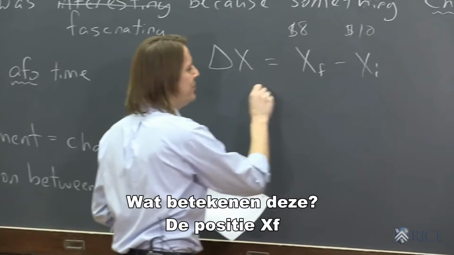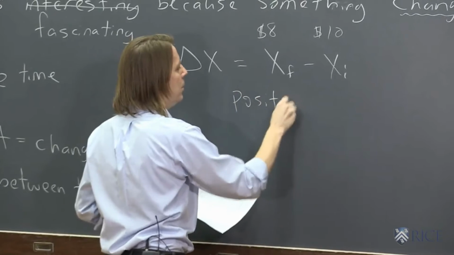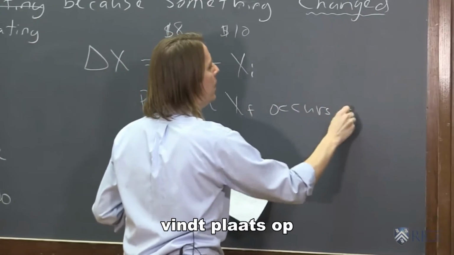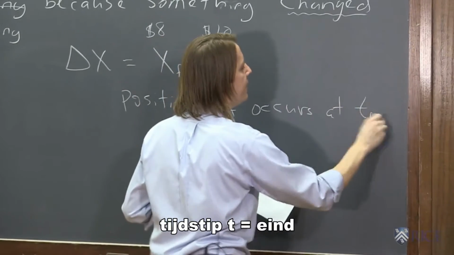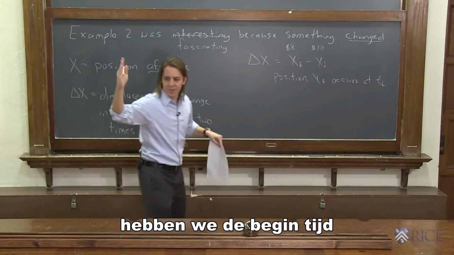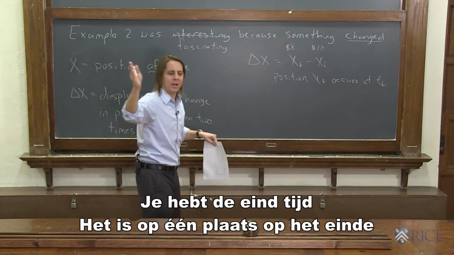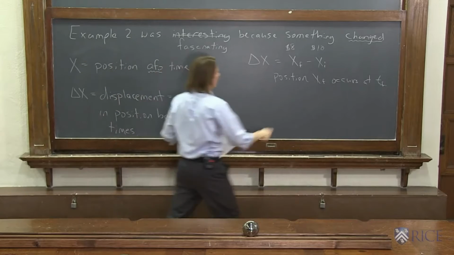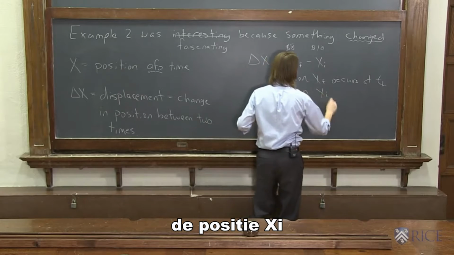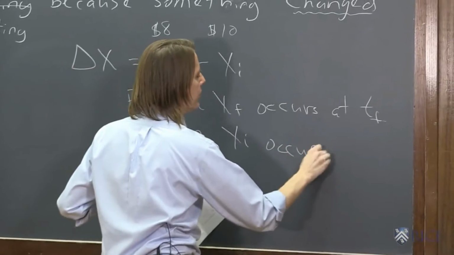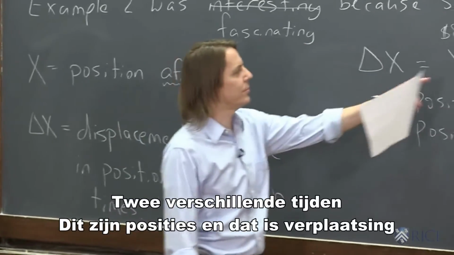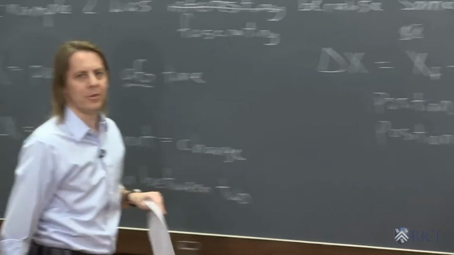What do these mean? The position xf occurs at time t final. So if we were tracking the motion, we might have an initial time, and it's at one place at the initial time. We might have a final time, it's at one place at the final time. And you can imagine that the position x initial occurs at t initial. Two different times. These are positions, and that's displacement.